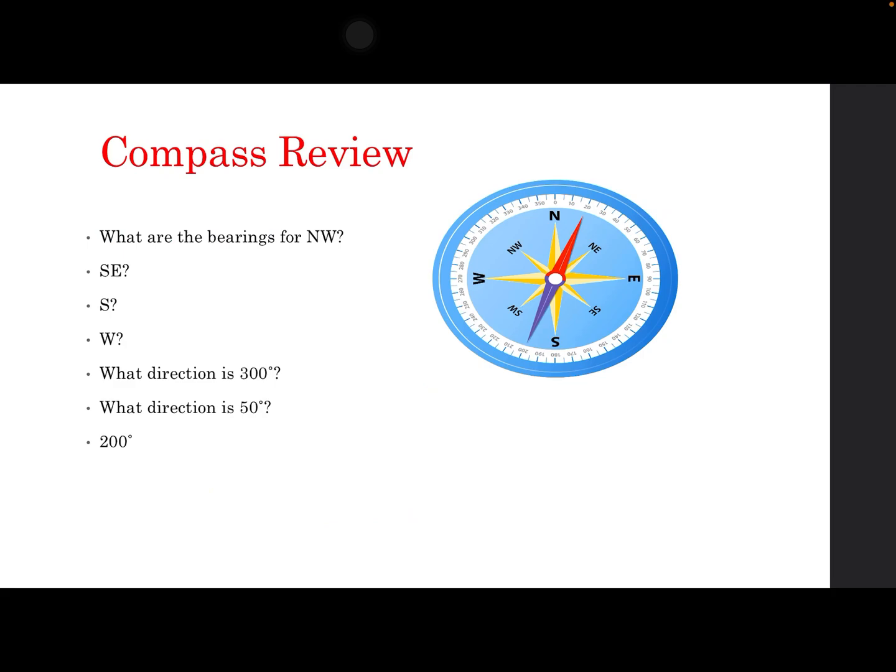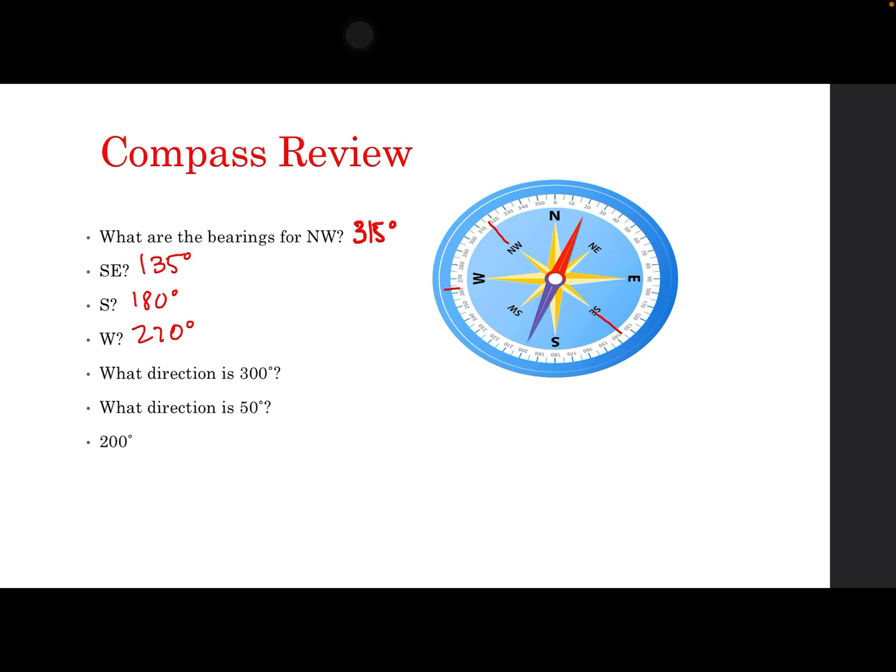What are the bearings for northwest? So you can look, northwest, and I estimate it's 315. Southeast, we can estimate 135. South, we talked about, we can see right on the compass, 180 degrees. West, 270 degrees.